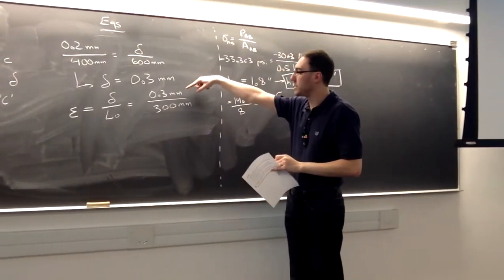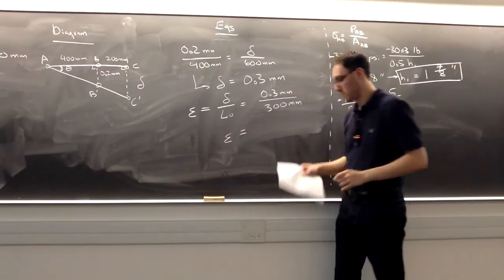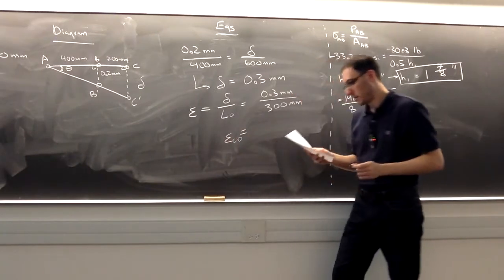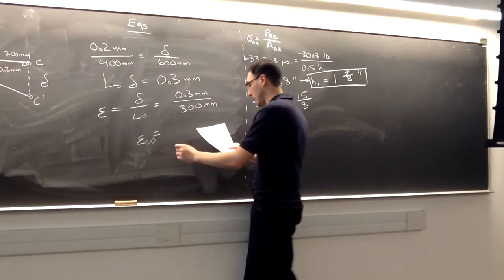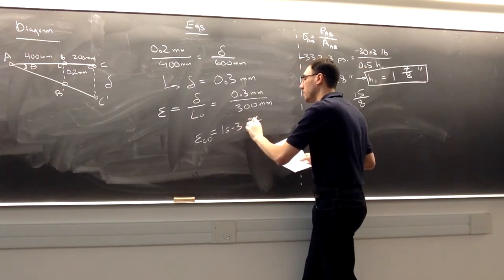Here I have consistent units of millimeters and millimeters. The normal strain in CD is going to be 1 times 10 to the negative third millimeters per millimeter.